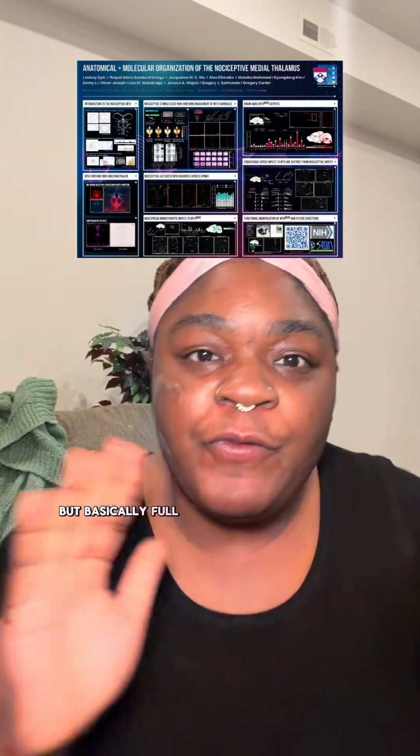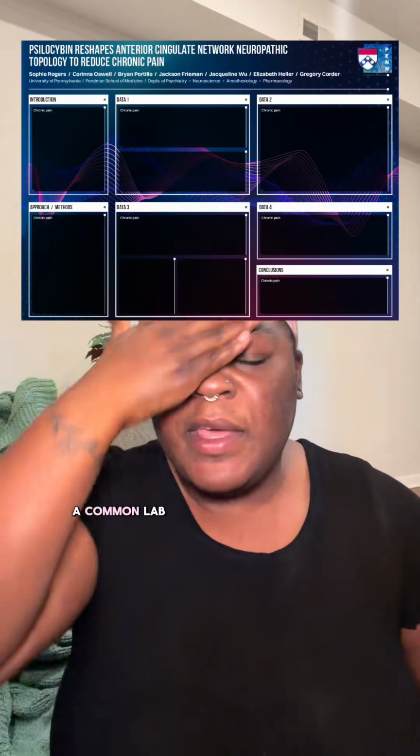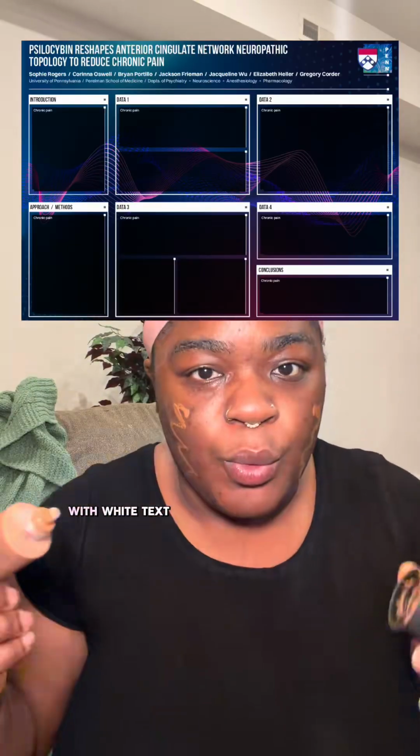But basically, full disclosure, my advisor did create the template for that poster. He designed the background because he wanted us to have a common lab poster aesthetic. It was also his idea to make it black with white text instead of white on black like what's usually done. We used Adobe Illustrator to make the poster.